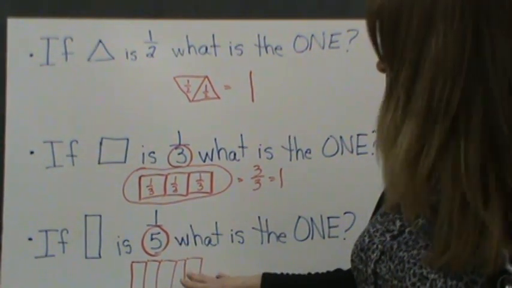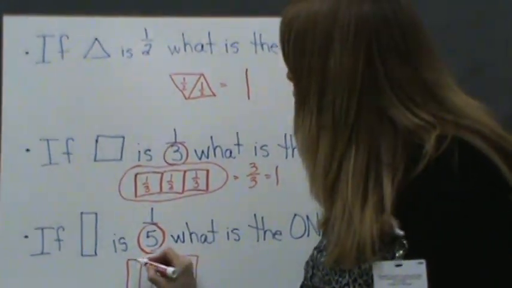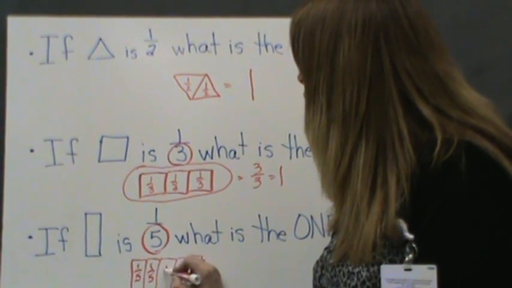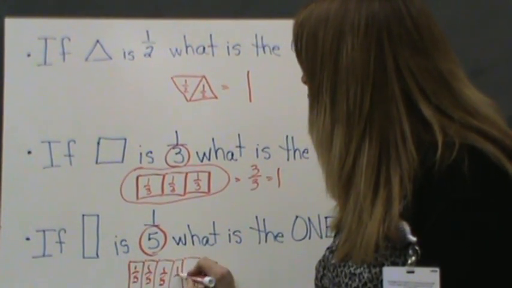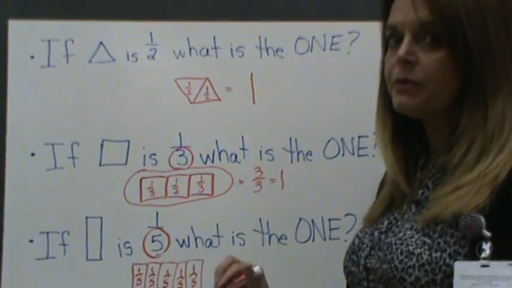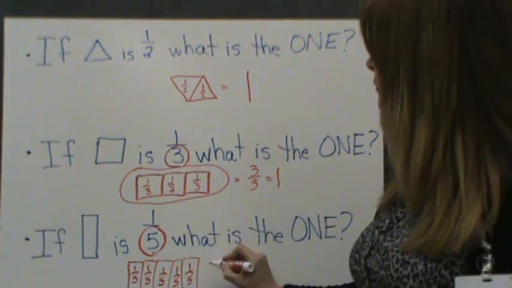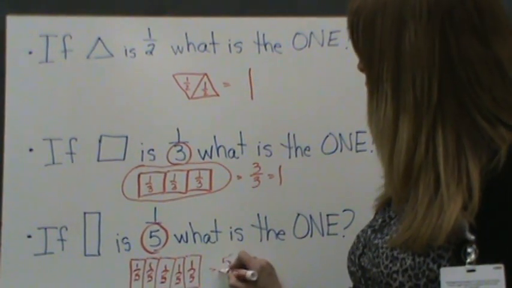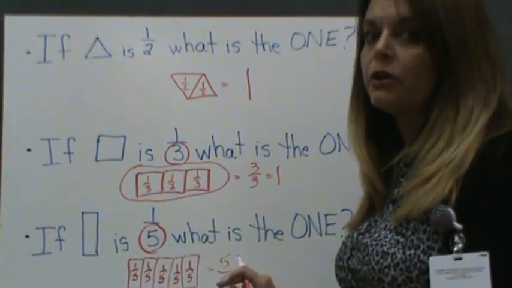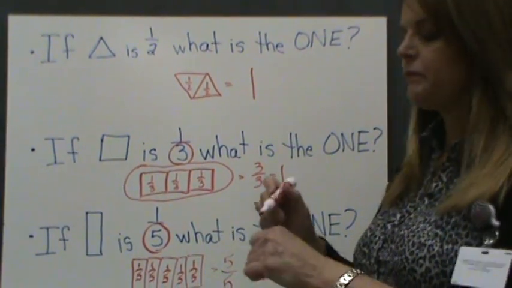Those are the same size and same shape. This is what my 1 would look like. Because here's a 5th. There's 1/5. There's 1/5. There's 1/5. And my last one. How many fifths do I have? 1, 2, 3, 4, 5. That means I have 5 fifths. My numerator and denominator are the same, so that equals 1.